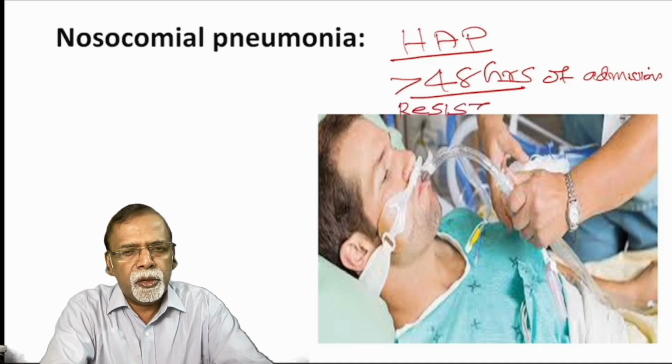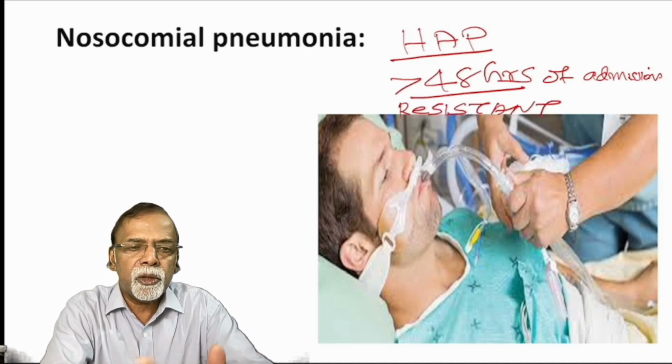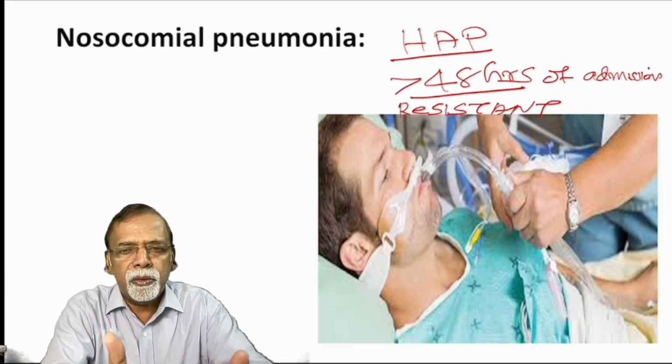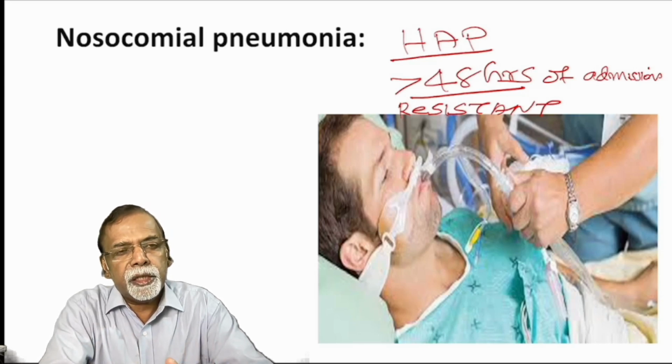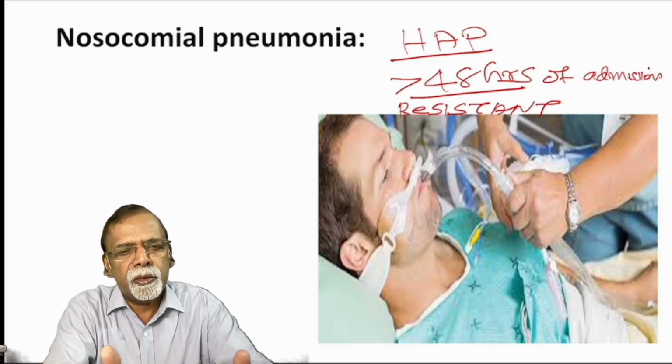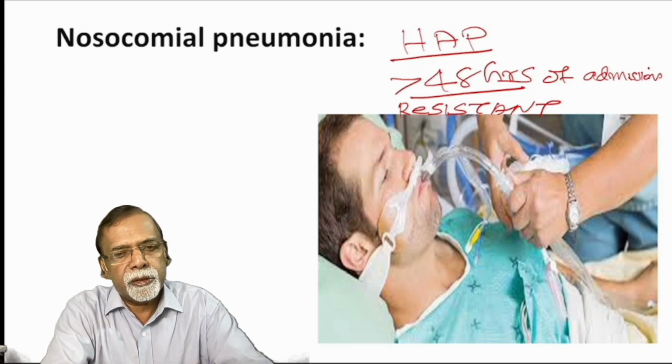So nosocomial pneumonia usually occurs in patients who are already hospitalized for other conditions, and most of them have immune suppression or a weakened immune system. And it is a significant cause of morbidity and mortality in hospitalized patients. For example, somebody admitted for a surgical problem may already have some immune suppression, diabetes, renal failure, etc. And if they develop pneumonia, this can be due to an organism in the hospital, and so they are resistant to antibiotics, and the treatment may not be very effective.